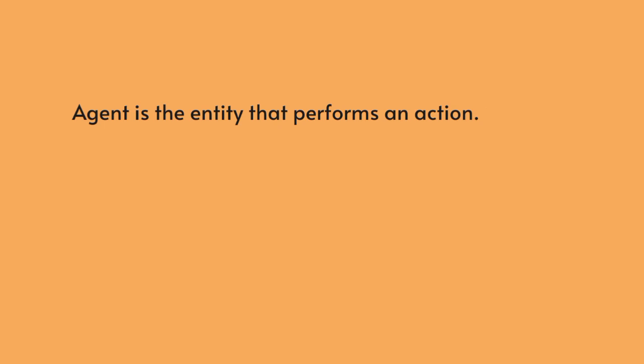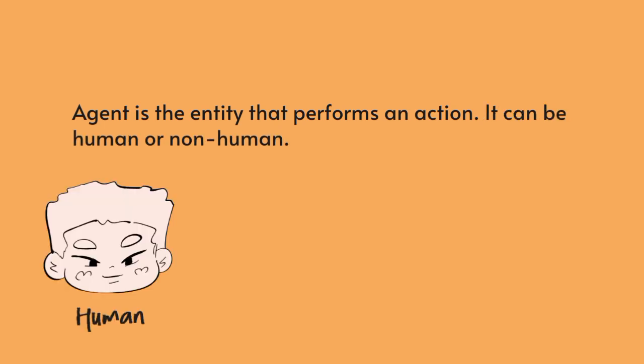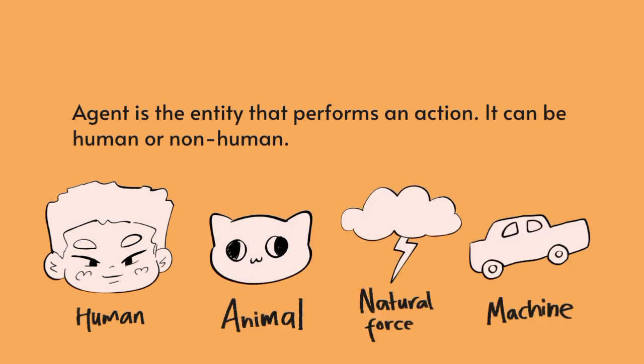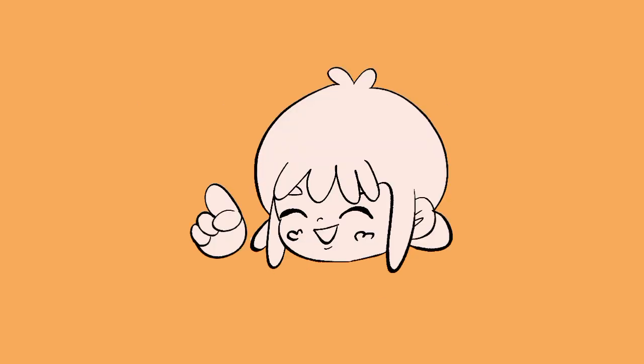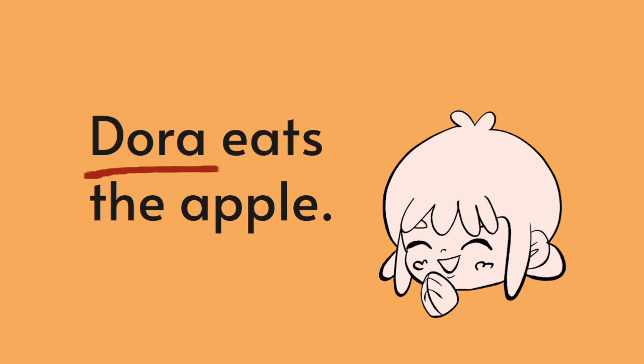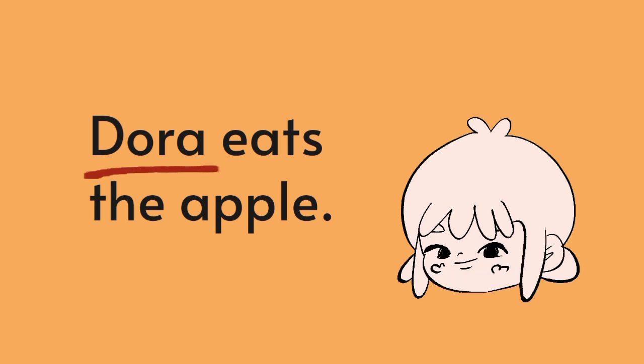Agent is the entity that performs an action. It can be human or non-human, like an animal, a natural force, and even a machine. Let's take an example. Dora eat the apple. Which one is the agent? If your answer is Dora, yep, you're right, because Dora performs an action, which is eat.